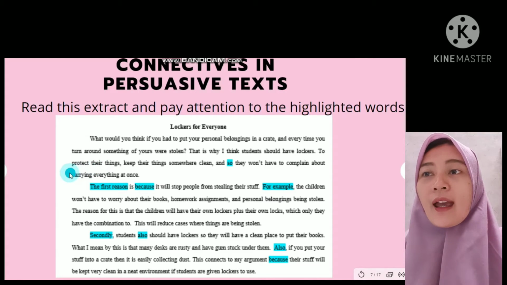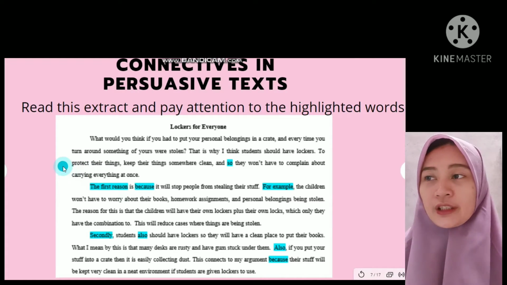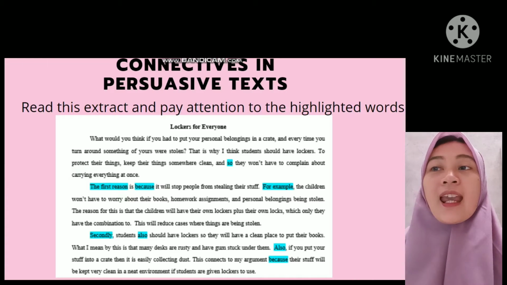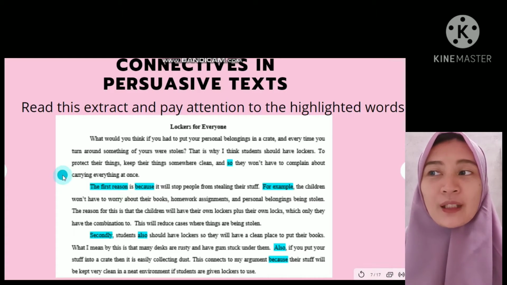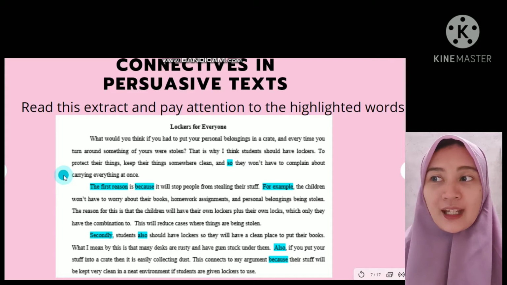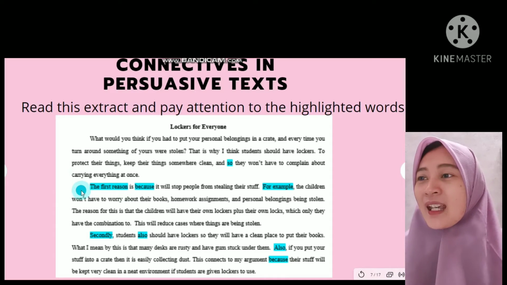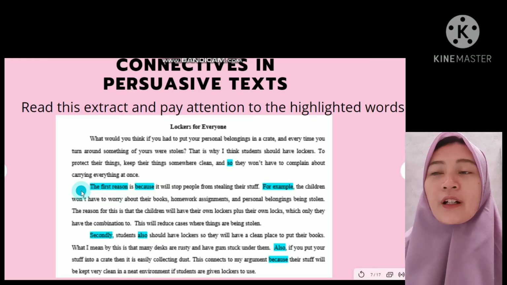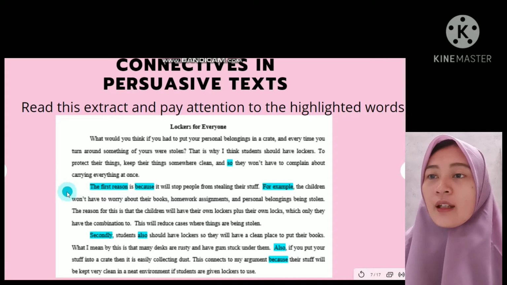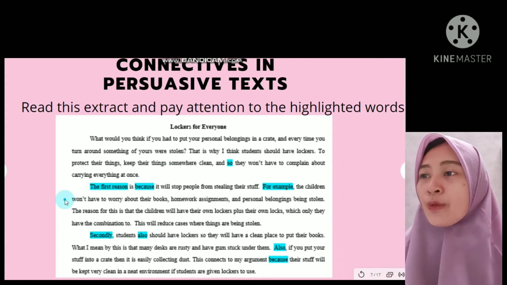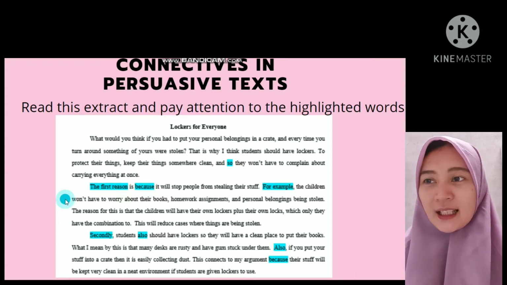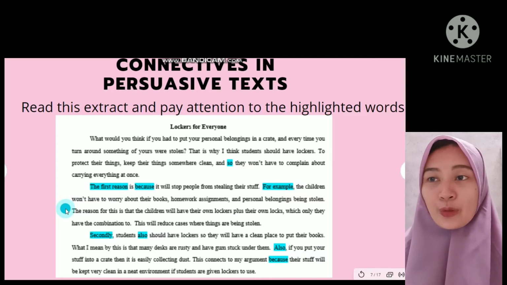That is why I think students should have lockers to protect the things, keep the things somewhere clean, and so they won't have to complain about carrying everything at once. You have lockers at your school, right? Do you miss them? The first reason is because it will stop people from stealing their stuff. For example, the children won't have to worry about their books, homework assignments, and personal belongings being stolen.